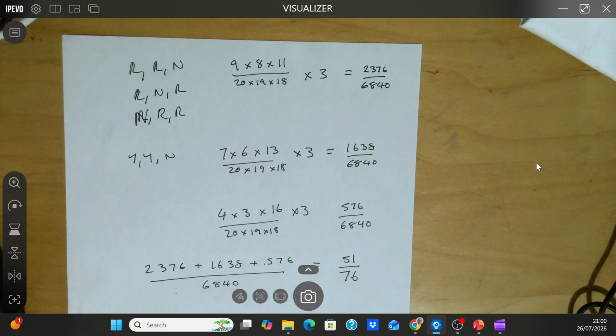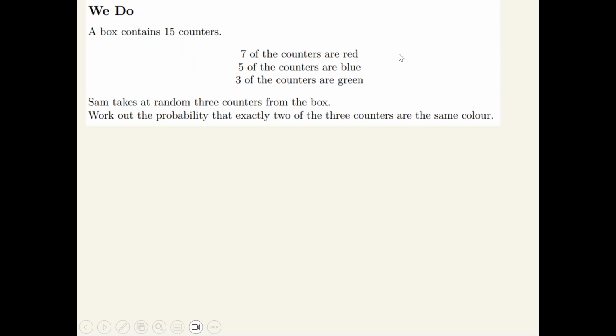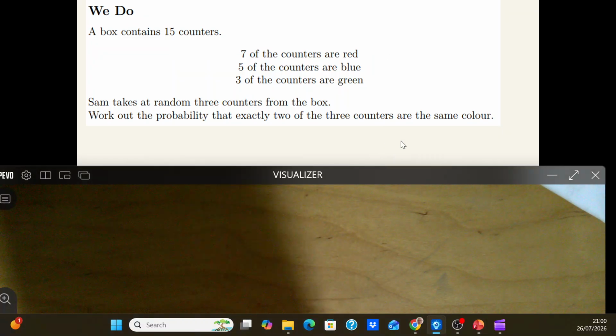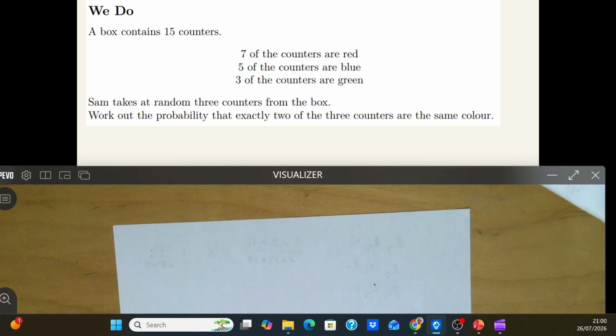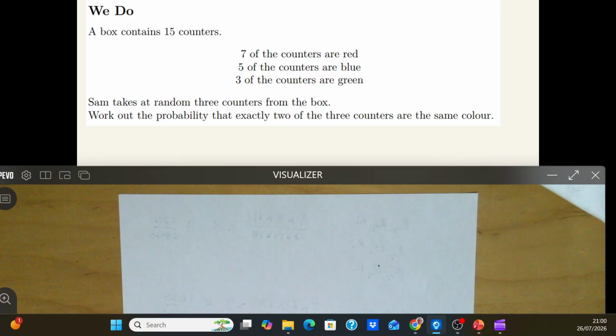Right, so the key thing is to think, how can I make my pairs of combinations? Right, so let's look at a similar question. There's a similar question for you to do. So thinking about what to do, thinking about red, how many ways can you select 2 red? Write that down.